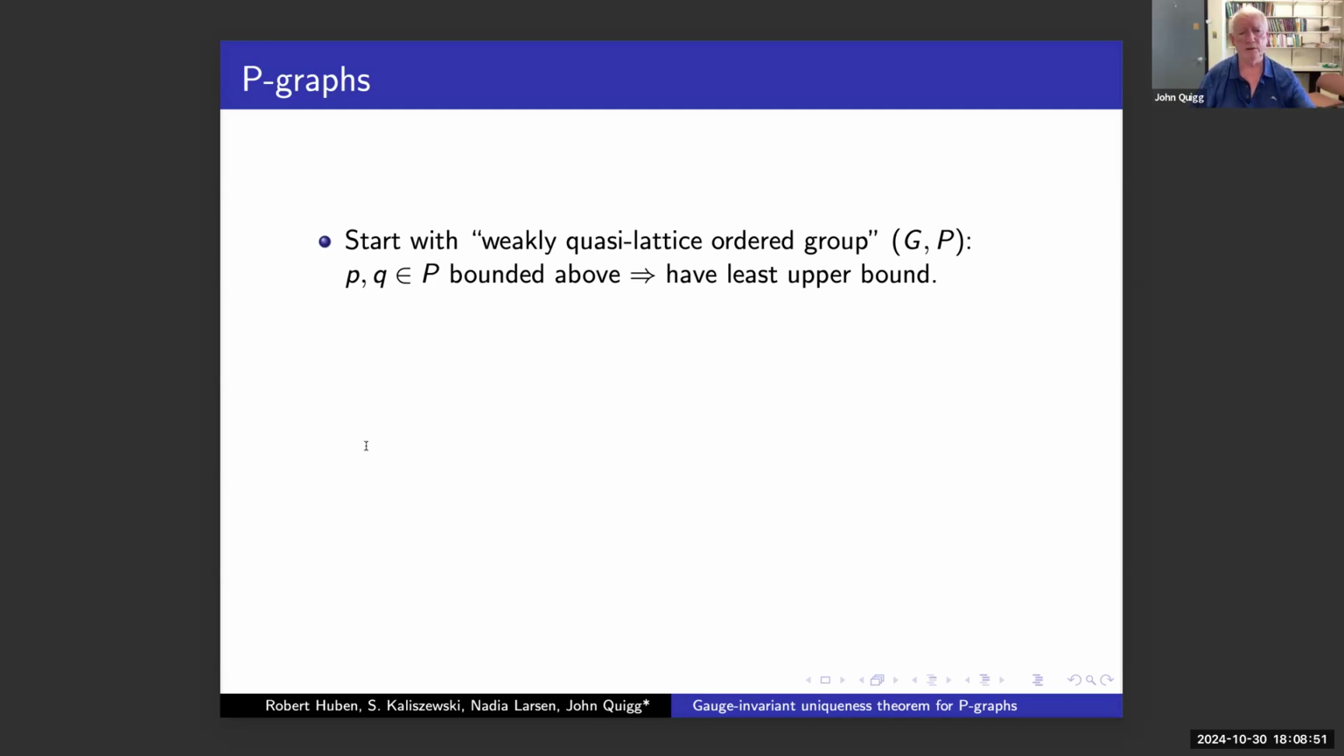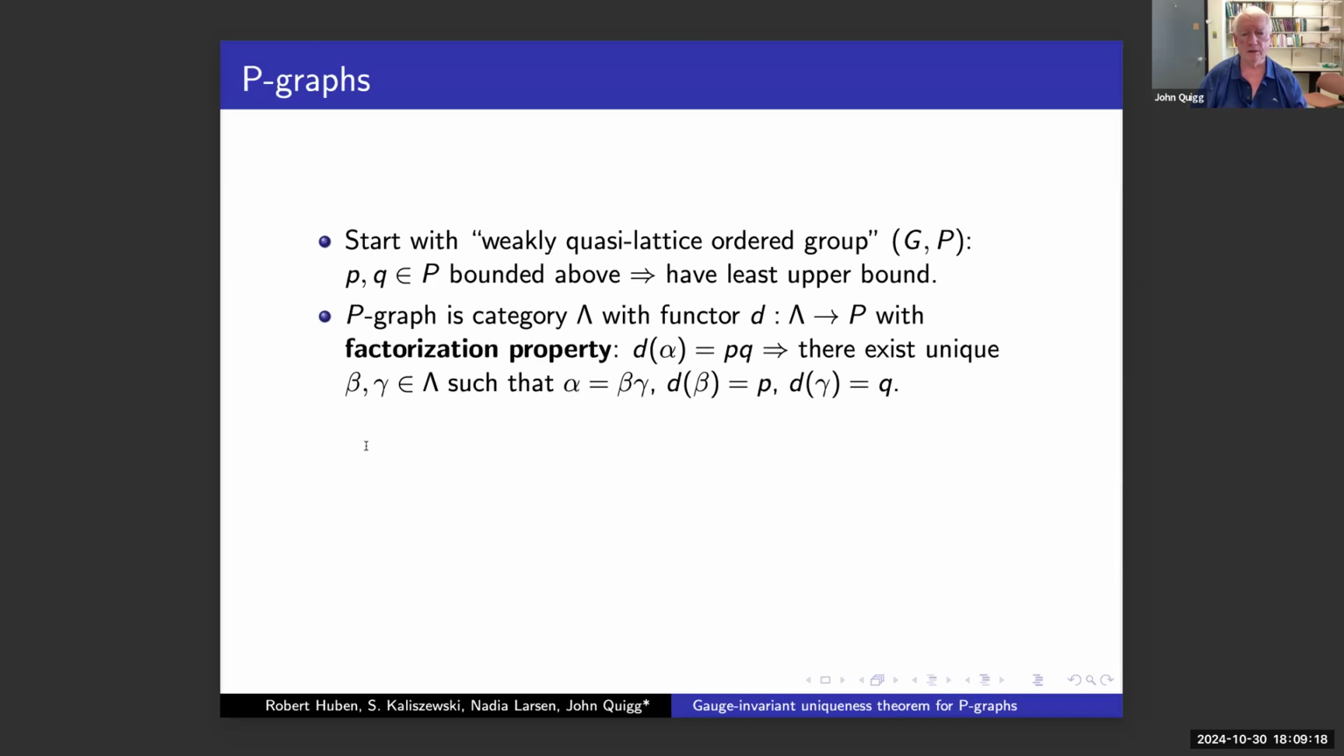And then the quasi-lattice ordered property, I think this was almost maybe invented by Robert, I'm not sure. But anyway, two elements in the monoid, p and q, if they're bounded above under this partial order, we assume that they have a least upper bound. That's the quasi-lattice, so the weak quasi-lattice ordered property. So we start with that. And then a P-graph is a category lambda, and now the functor d goes from lambda into the monoid P with this factorization property. So it's a direct generalization of what happens with K-graphs. We say that d gives the degree. If the degree of a morphism alpha factors as p times q, then alpha should factor uniquely as beta times gamma, where beta has degree p and gamma has degree q. That's the factorization property.